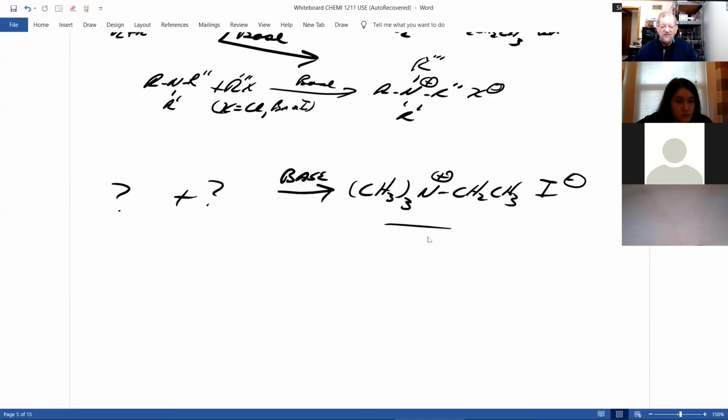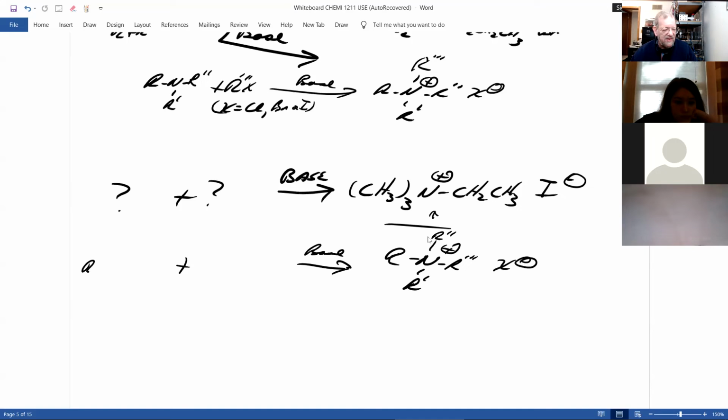All right, if we look at this product, what's different? Oh, it's a nitrogen and it has four R groups on it. It's a quaternary ammonium salt. And what do you react with base to make a quaternary ammonium salt? A tertiary amine and an alkyl halide.